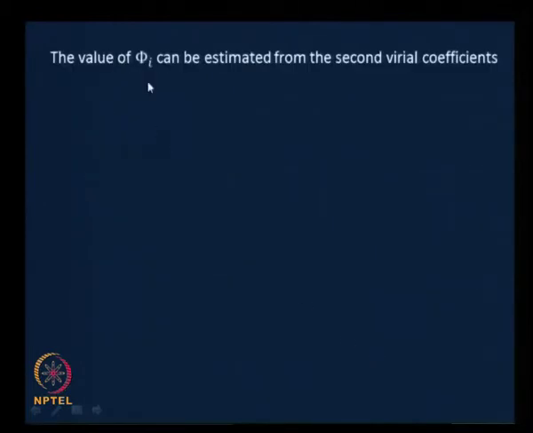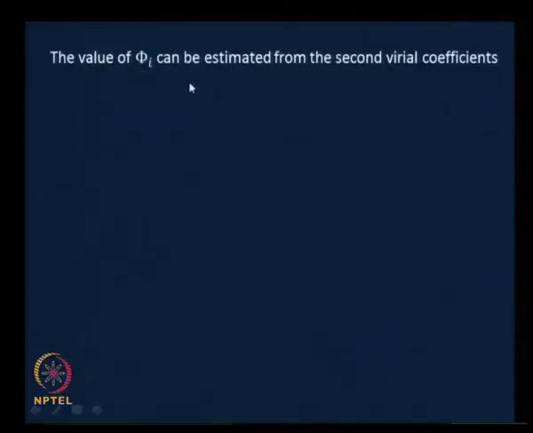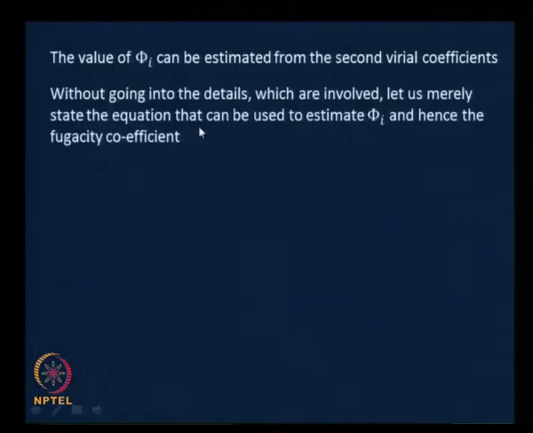The value of phi I can be estimated from the second virial coefficients. Remember that B11, B12, B22 and so on. We can use that to estimate phi I. I am just going to state it here, I am not going to derive it. The derivation requires some understanding of statistical mechanics. Since that is outside the scope of this course, I am just going to mention this here.